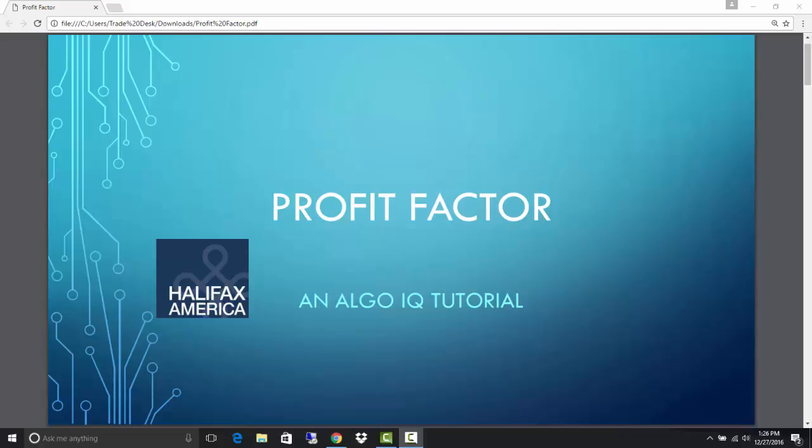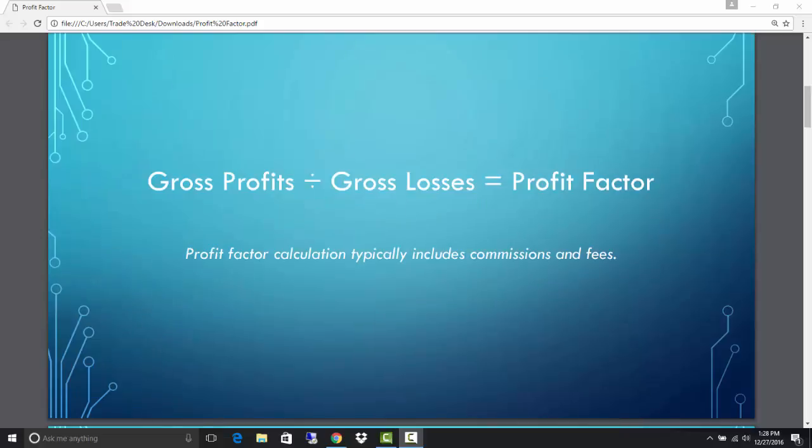Our topic today will be a common performance stat known as profit factor. What exactly is profit factor and why is it so important? Profit factor is simply the gross profits divided by gross losses over an entire trading period. It's also important to note that profit factor typically includes commissions and fees in its calculation.